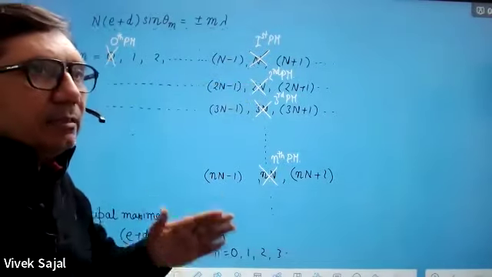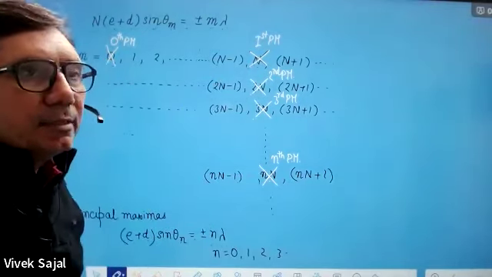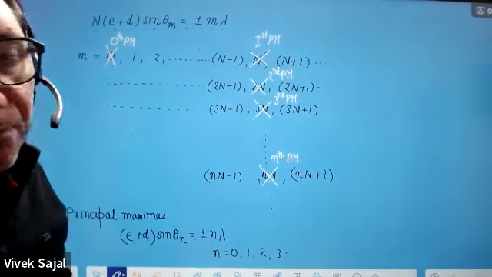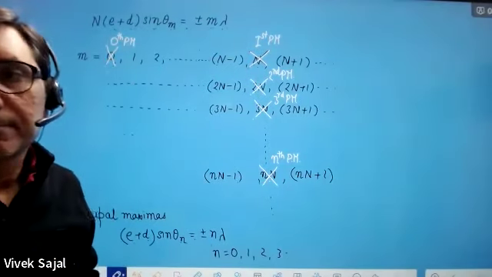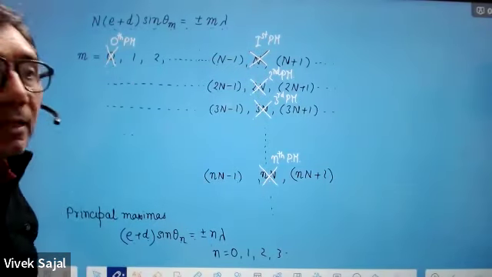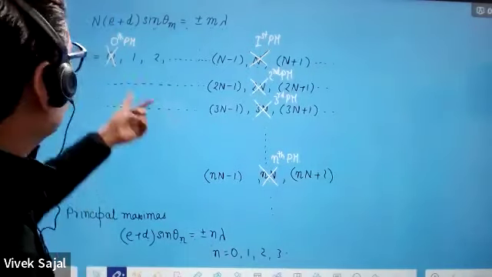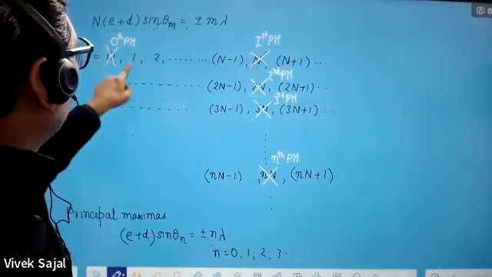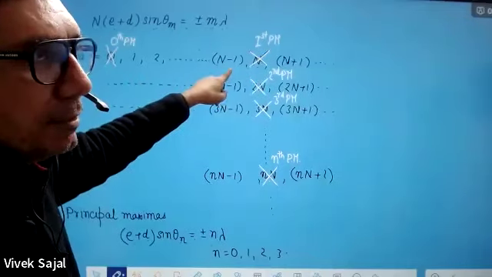Can you tell me, in between two principal maximas, how many minimas will be there? How many minimas will be there in between two principal maximas? Three? No, not 3. This is n minus 1, from 1 to n minus 1. This will be n minus 1.